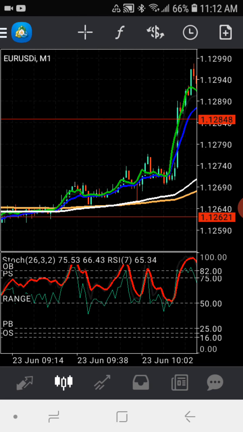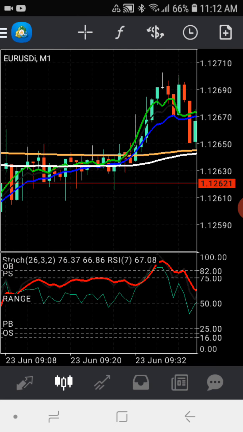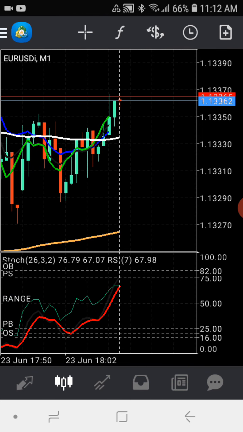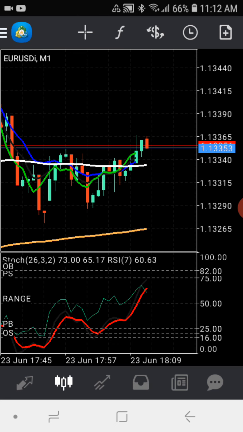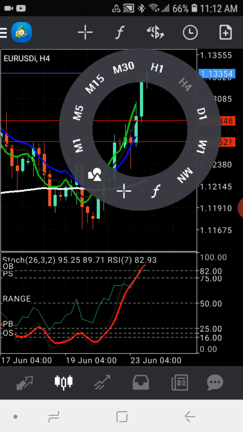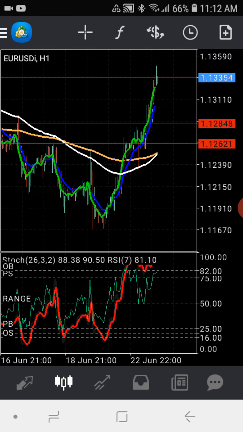When price touches the lines, either direction, right? Sorry, I don't know what happened here. When price touches the lines, either direction, right? One second.